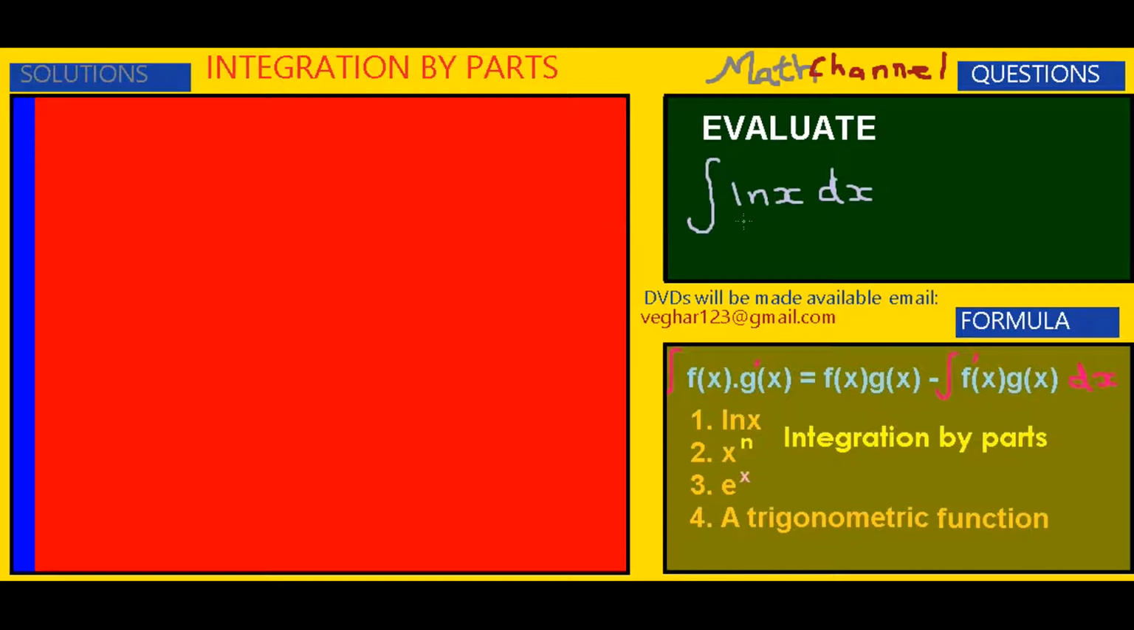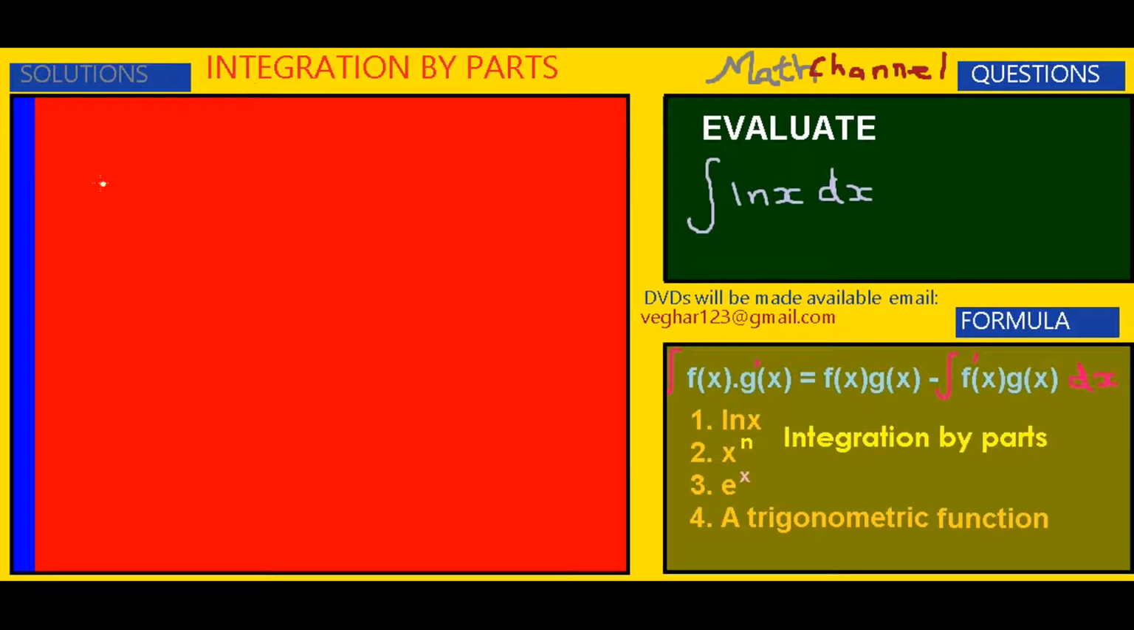So we don't have enough values. We only have ln x, which can be f of x, and g of x is not there, or f of x is not there. So we have to come up with a way to integrate this one, because it does not have f of x. So let's get started and get into it.